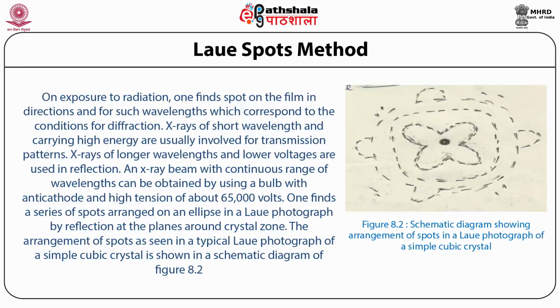X-rays of short wavelength and carrying high energy are usually involved for transmission patterns. X-rays of longer wavelengths and lower voltages are used in reflection. An X-ray beam with continuous range of wavelengths can be obtained by using a bulb with anticathode and high tension of about 65,000 volts. One finds a series of spots arranged on an ellipse in a Laue photograph by reflection at the planes around a crystal zone. The arrangement of spots, as seen in a typical Laue photograph of a simple cubic crystal, is shown in a schematic diagram in figure 8.2.